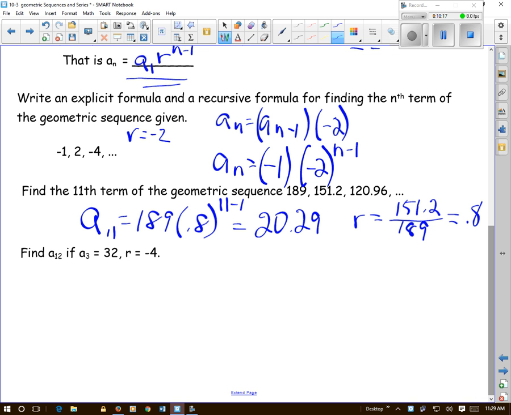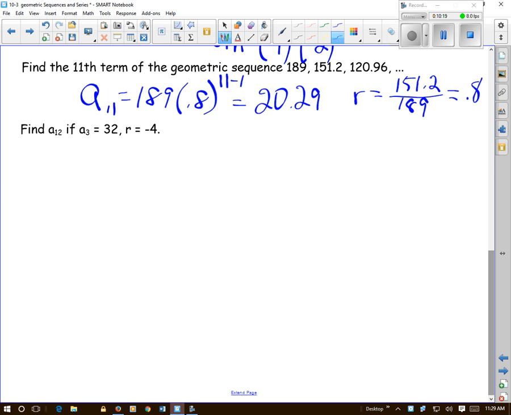Okay. For the next one, we have to be a little bit careful here because we're told not a1 but a3. We looked at one kind of like this yesterday. So if that's a3, what we want to do is think of adjusting it to where that is a1. So if we let this be a1, a1 is 32, then what are we trying to find?